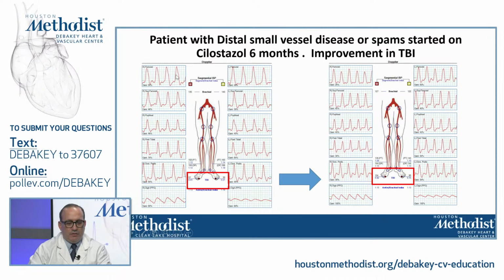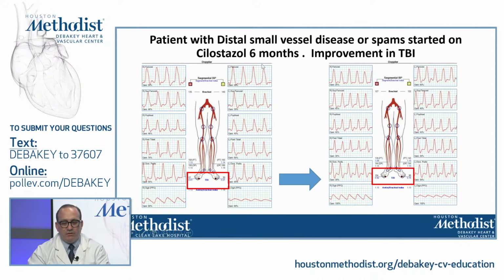Once again, here we see a patient. Waveforms are normalish on the right side. And again, can you see a biphasic or a triphasic waveform? Sometimes you could call it either way, but in general, it looks normal. Now, the toe waveforms are slightly dampened and the indices are low. So this patient had distal small vessel disease. What did we do for this patient?